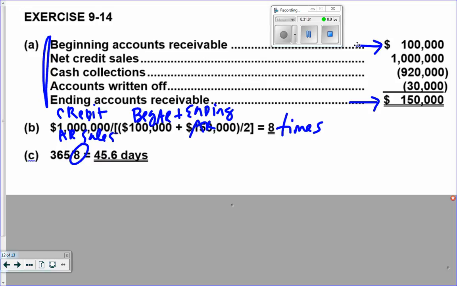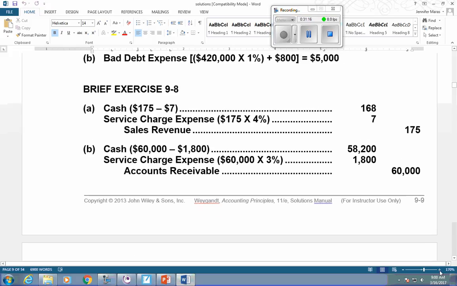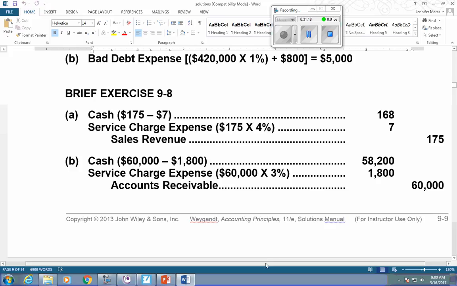So the only thing I need to show you is the answer to brief exercise 9.8. Is that correct? I must have had the wrong one in. Again, I'm going to hit pause. Okay, so here you see brief exercise 9.8. Sorry, it's not in the original format that you're used to. It's just my answer key.